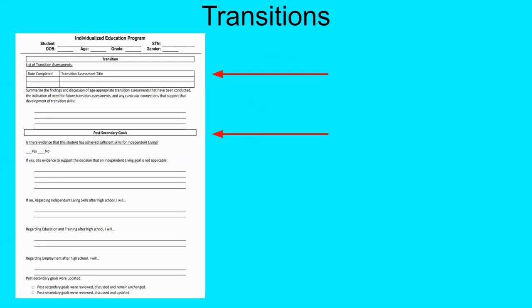However, if the answer to this is no, there is no evidence to show that they can live independently, then there are more sections that we need to fill out, such as developing goals to help them develop those independent living skills. Down here, it says, if no regarding independent living skills after high school, I will, and that's the other section that we do. However, we do talk about employment. We do talk about training.